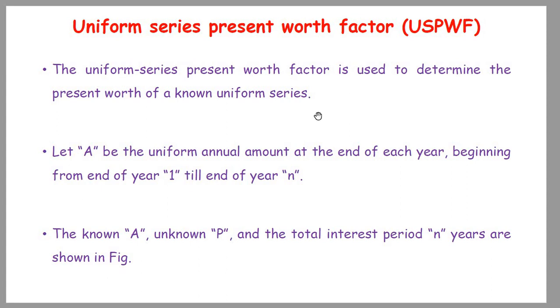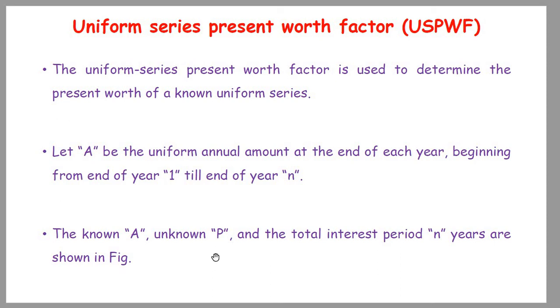Let A be the uniform annual amount at the end of each year, beginning from the end of year 1 till year n. The known A, unknown P, and the total interest period of n years are shown in the figure. What I have said, a known A: I know how much amount has to be fixed every year, and I don't know the initial amount, right?